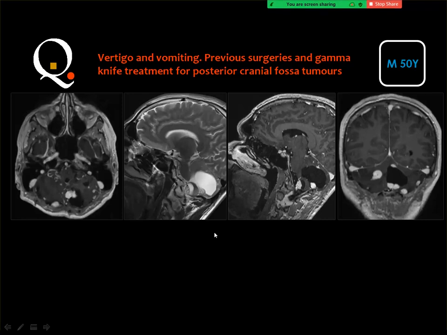No, actually, if you look carefully, you see some lesions that appear cystic with an enhancing mural nodule, and also another one here which is cystic with an enhancing mural nodule. The most common cystic tumor with an enhancing mural nodule in the posterior fossa is pilocytic astrocytoma. But you know that pilocytic astrocytoma is a pediatric tumor.